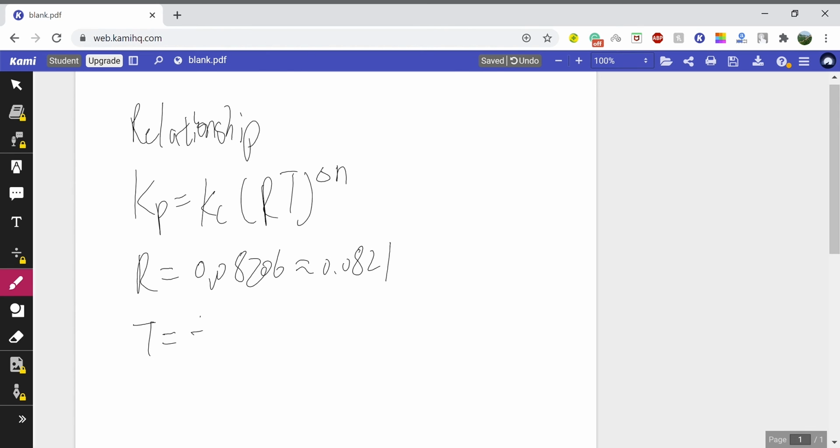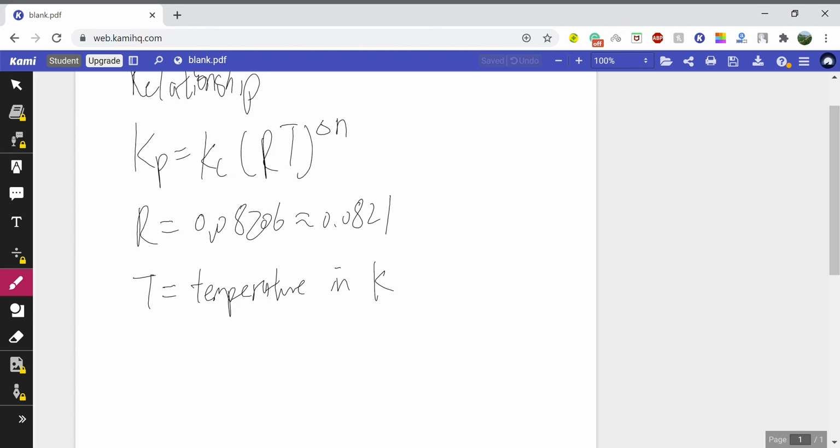T will be temperature in Kelvin. And finally, change in n is the moles of gas product minus moles of gas reactant.